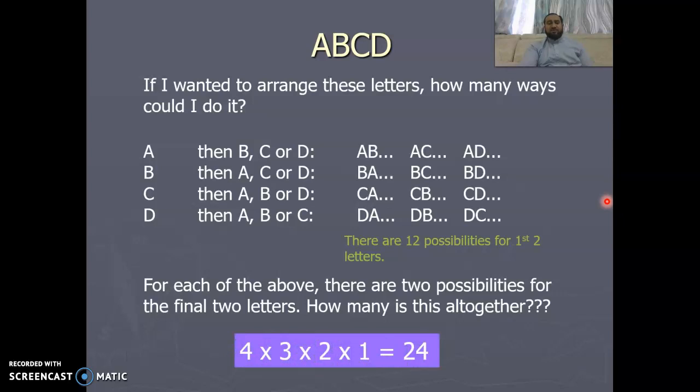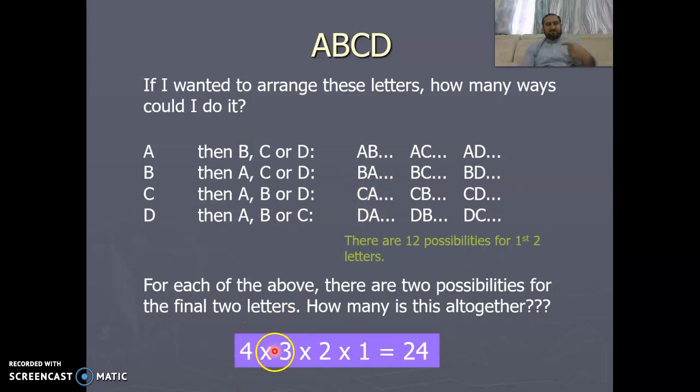Since we know for the first letter there are 4 possibilities, because A can come at the first place, or B can come at the first place, or C can come at the first place, or D can come at the first place. So for the first letter there are 4 possibilities.